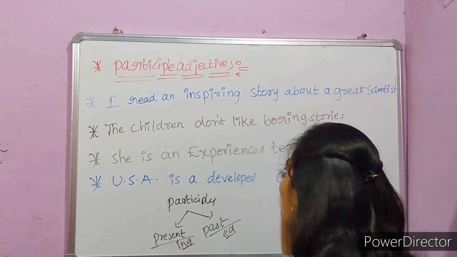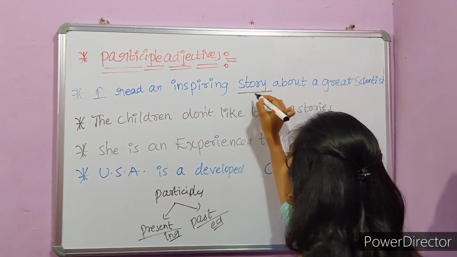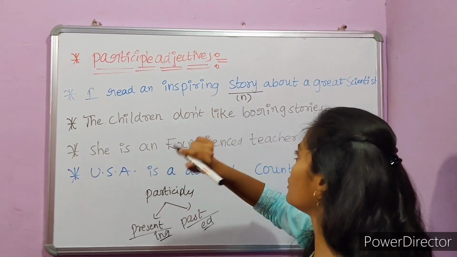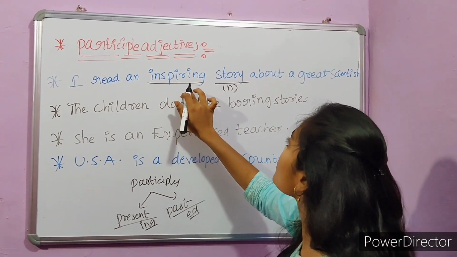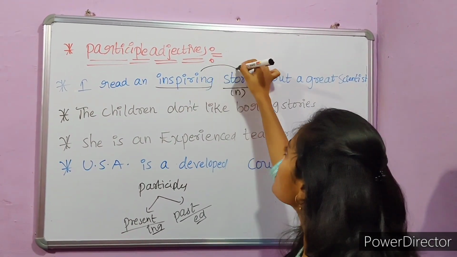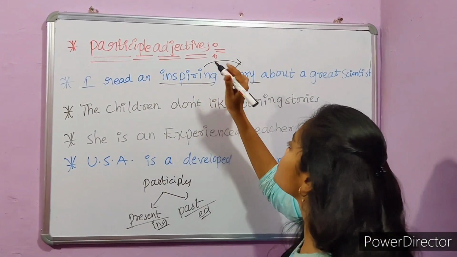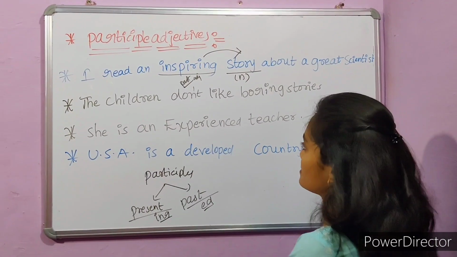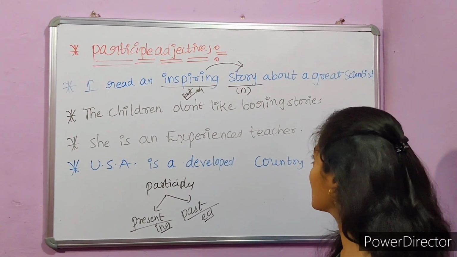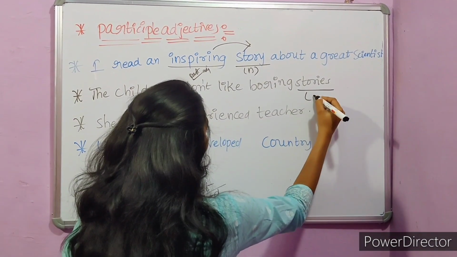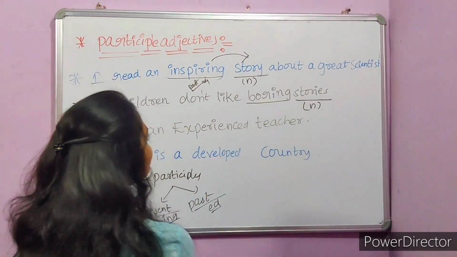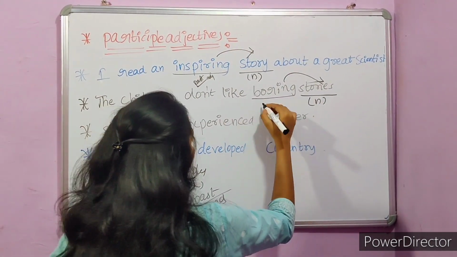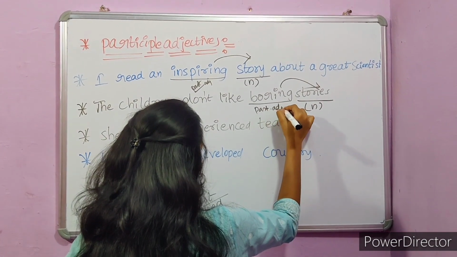I read an inspiring story. In this sentence, story is a noun and inspiring is the present participle form. This word qualifies or describes the noun story. And it is a participle form. So, it is a participle adjective. The second sentence, the children do not like boring stories. Stories is a noun in this sentence, and boring is the participle form that describes the word stories. So, it is a participle adjective.